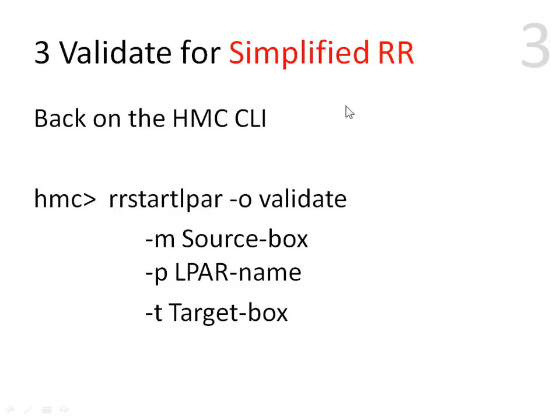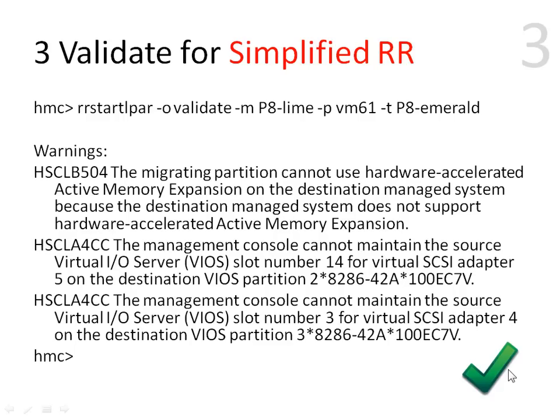So then let's do the validation via the simplified remote restart. So we go back to the HMC command line interface, and this is the command that we're going to use to do the validate. This is the command we actually use to do the remote restart as well. Somebody wasn't quite thinking about this. This is rrstartlpar, the LPAR, source box, the LPAR that we're going to move, and the target box. Same sort of parameters as we had in the graphical user interface.